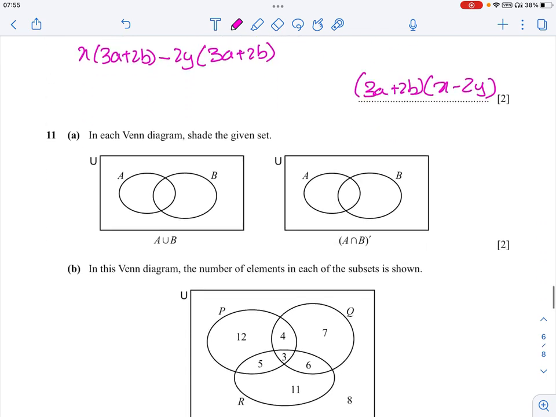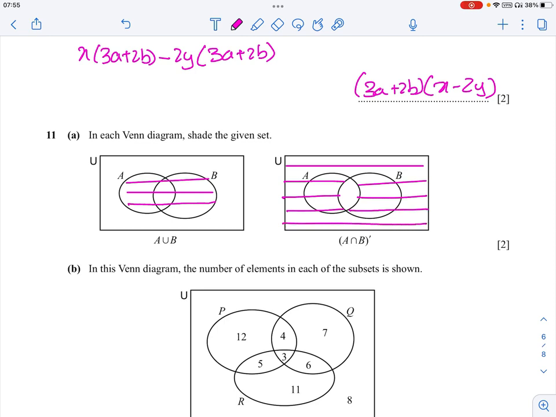Next question number 11. Shade A union B. A union B means total A and B. A intersection B whole complement means out of A intersection B. Don't shade A intersection B. This is going to be the answer.